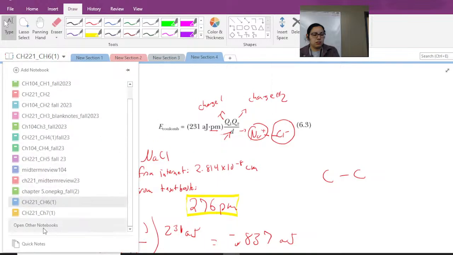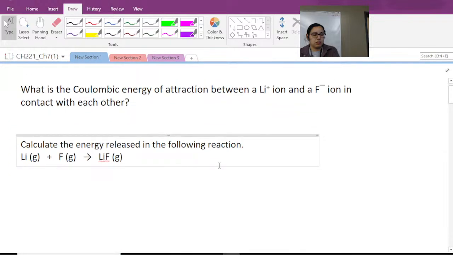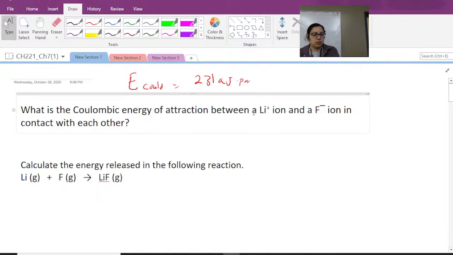All right, I'm going to flip to chapter 7 notes, but I put another problem up. It was supposed to be a warm-up, but we didn't quite finish. So let's see if you can calculate this then. I might need to rewrite the formula. So energy Coulomb was 231 attajoules times our charge, so Q1, Q2, over D.